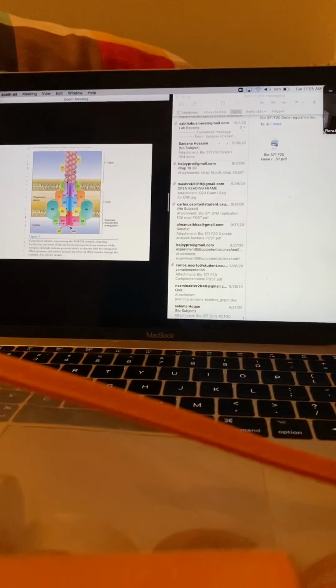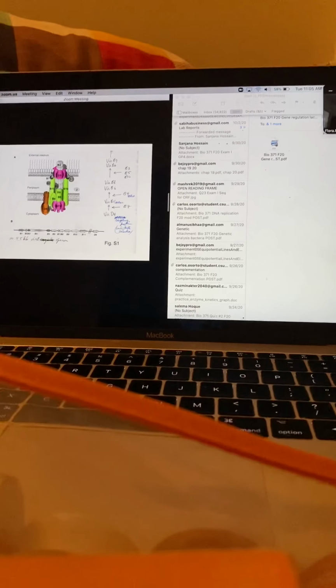Here is another view, a simplified view of what I showed before, with VRD4 being the gatekeeper, analogous to coupling protein. Okay, so there are 11 genes in this operon.